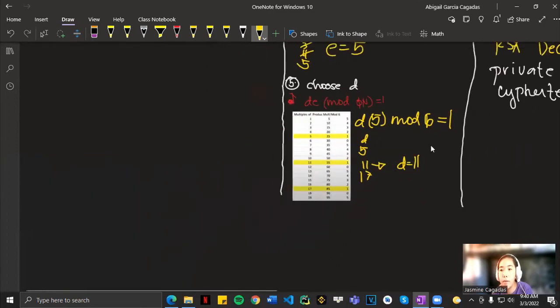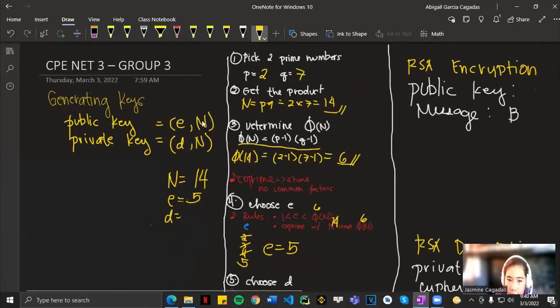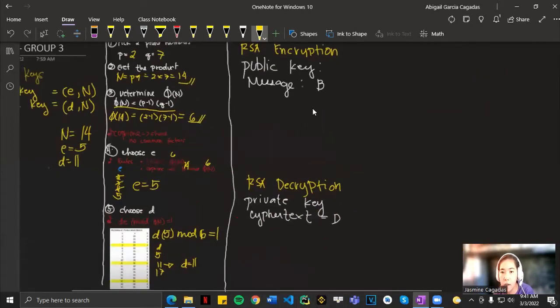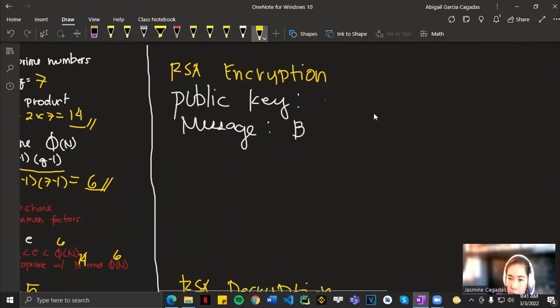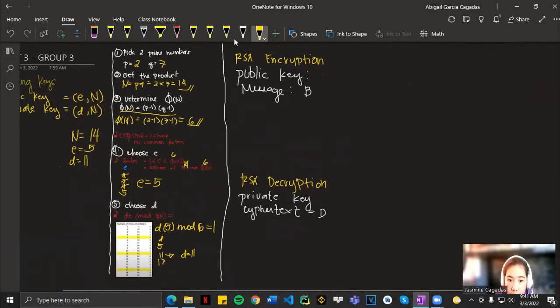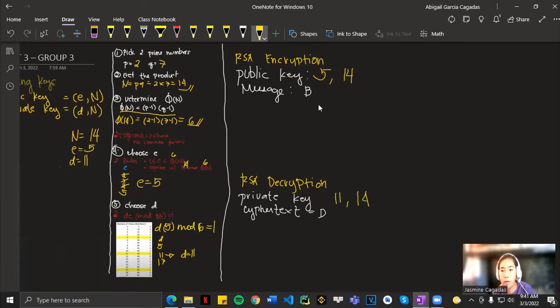Okay, so now we have already generated our public and private keys. After generating the private and public keys, we could now use this for our cryptography system. Our public key that was solved earlier is 5 and 14. Our private key is 11 and 14. Now, how are we going to use these keys?